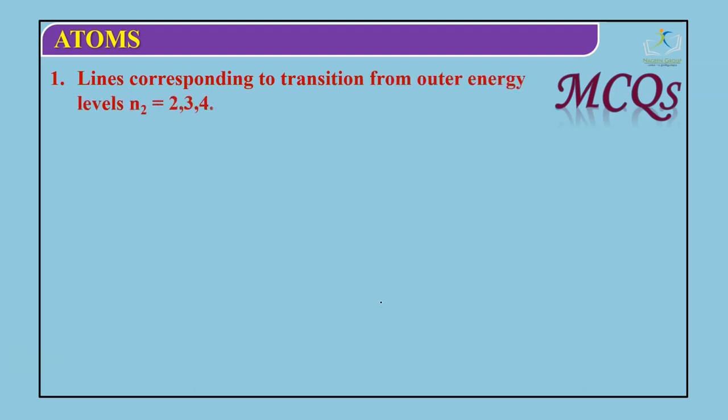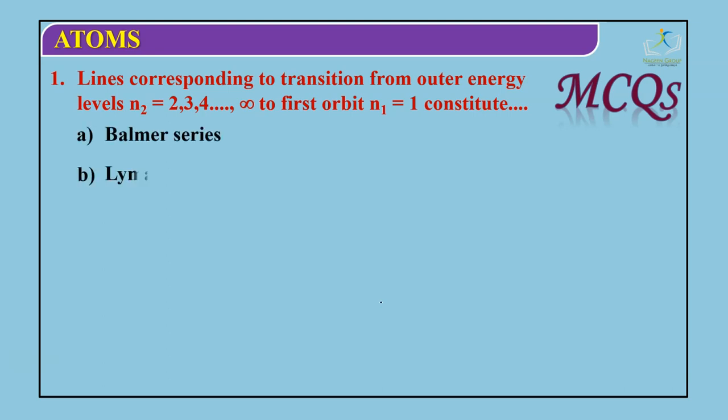So now we are moving to some master's MCQ questions. The first question is: lines corresponding to transition from outer energy level n2 equal to 2, 3, 4 up to infinite to the first orbit n1 equal to 1 constitute which series? Balmer series, Lyman series, Pfund series, Paschen series. Just tell me, students. The correct answer is Lyman series.